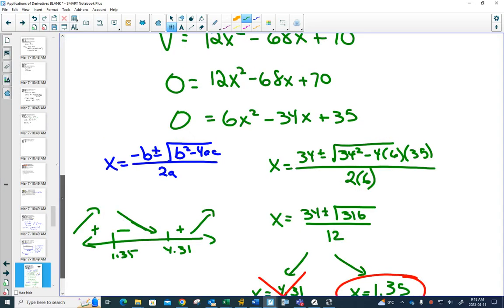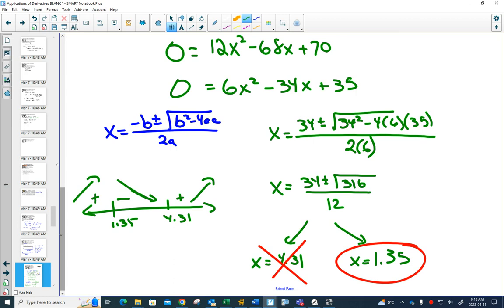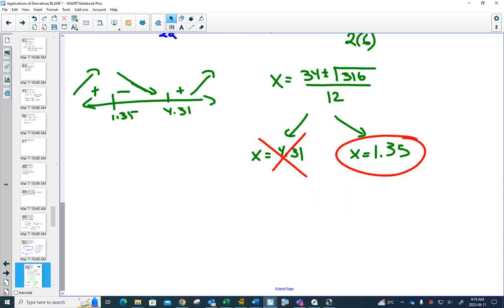Reread the question, because did it say to actually find the maximum volume? Yes. So now I would go to my calculator, I'd take that 1.35, I'd have to plug that into my original equation in my calculator. So rounded to 3 decimal places, I got 42.377.